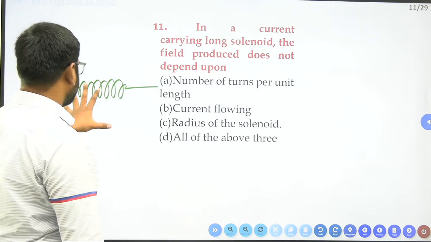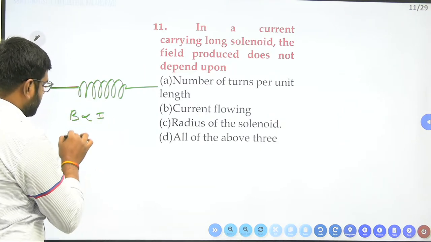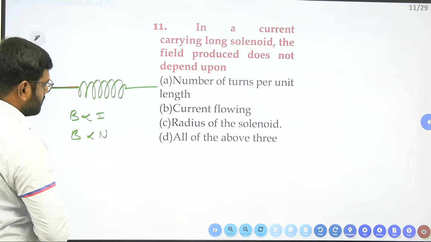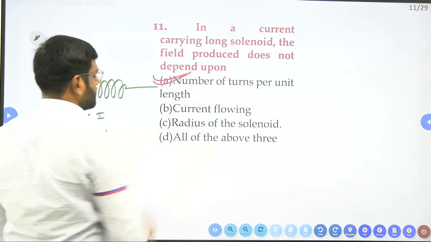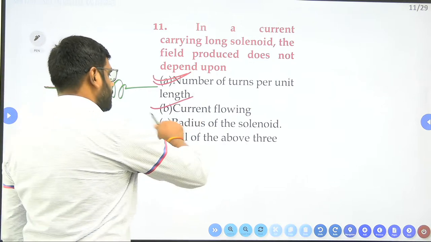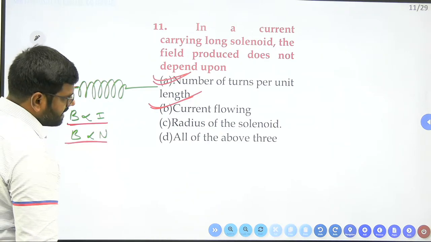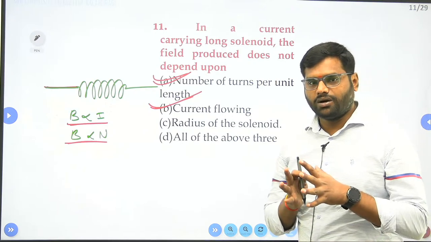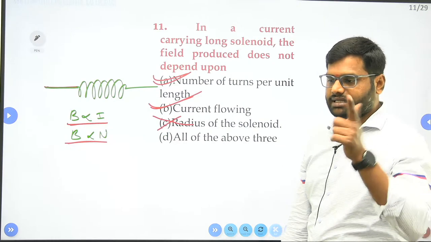So the magnetic field produced due to this will be directly proportional to current, and directly proportional to the number of turns per unit length. Yes, it depends on the number of turns per unit length, and on the current flowing through it. Then you have to observe the radius of the solenoid. On radius, it does not depend. That is the third option.